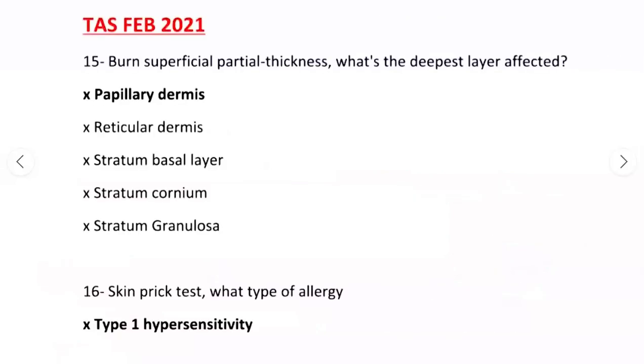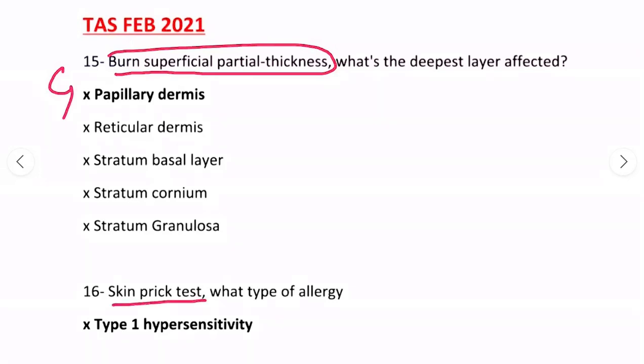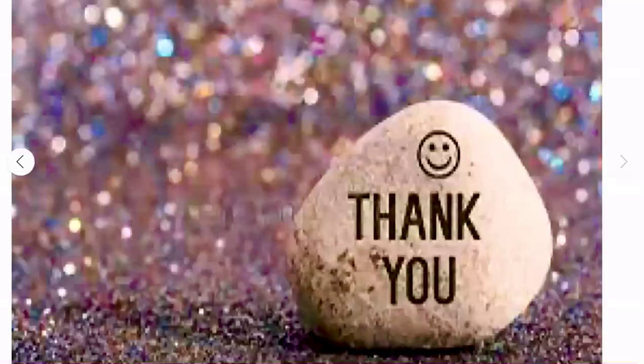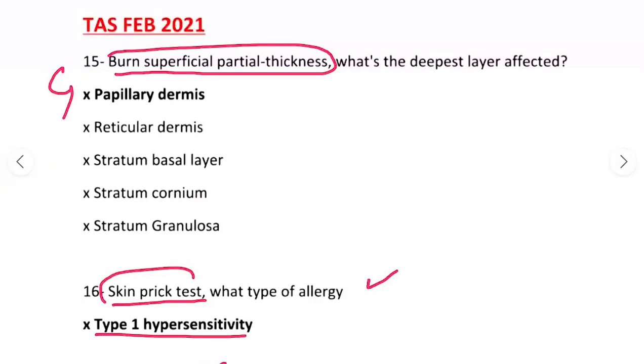Okay. The next, this is the burn superficial partial thickness, that is the papillary dermis. Okay, skin prick testing, that is a type 1 hypersensitivity reaction. Ichthyosis vulgaris, that is associated with your filaggrin gene mutation. Yes, your ichthyosis is associated with your atopic dermatitis, that is also associated with this one. Okay. So these were all the questions, especially your dermatology. Each question is from your clinical cases.